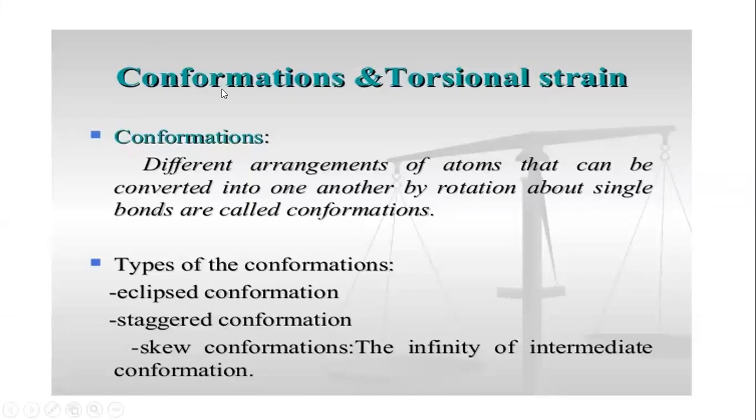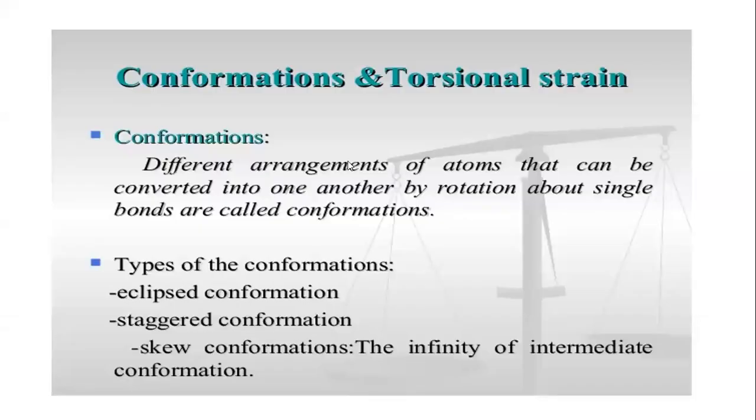Now let us study conformations and torsional strain. Conformations are different arrangements of atoms that can be converted into one another by rotation about a single bond. It means the atoms can be converted into one another by rotating the single bond. So these types of arrangement can be achieved just by rotating about a single bond.